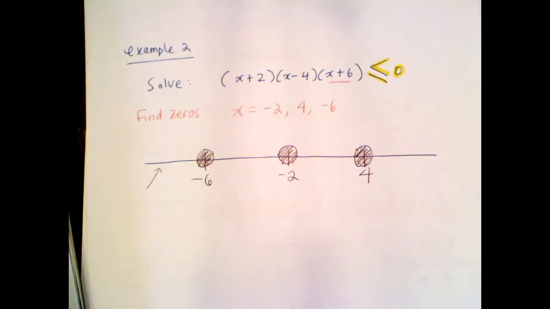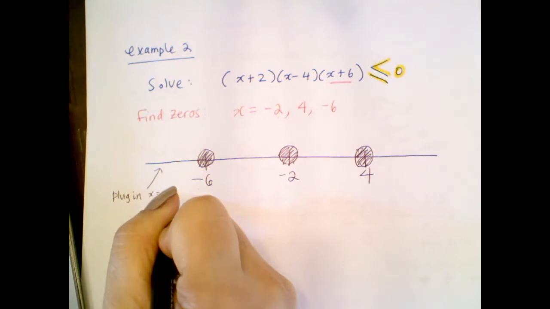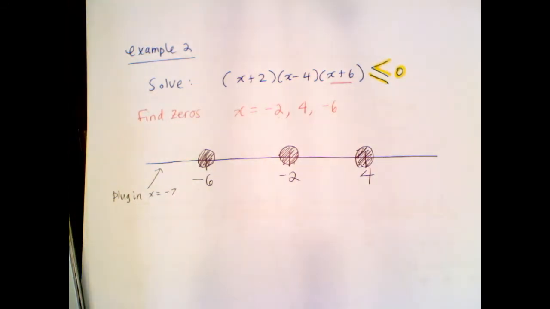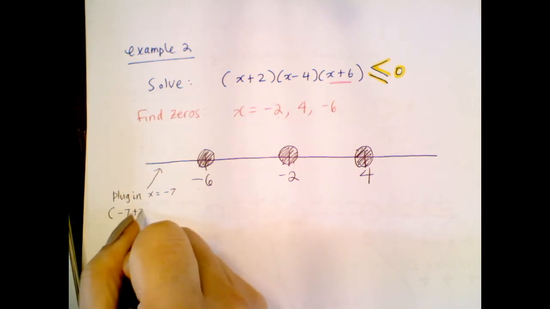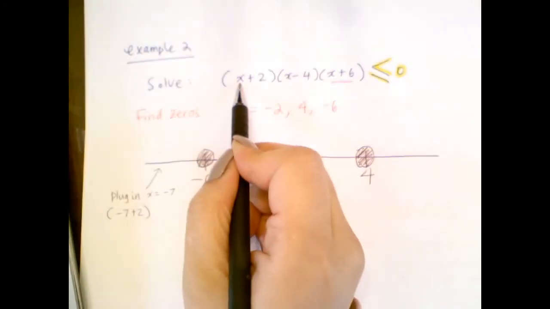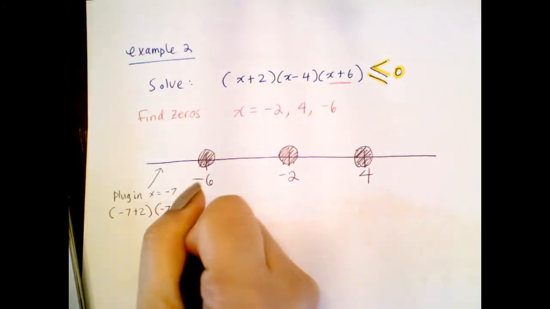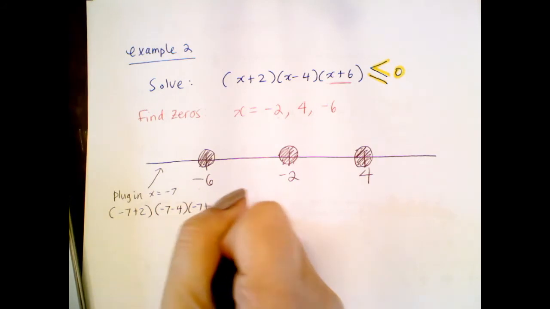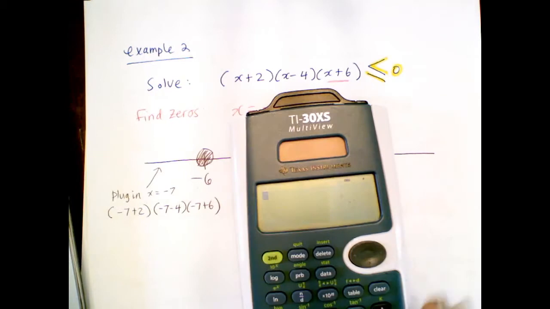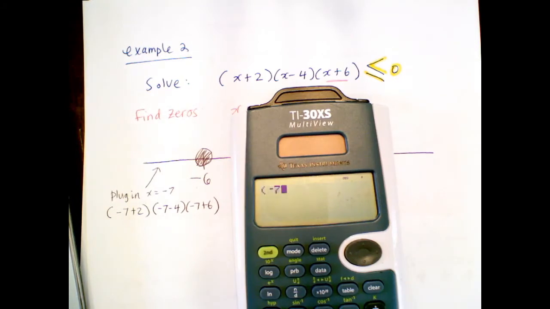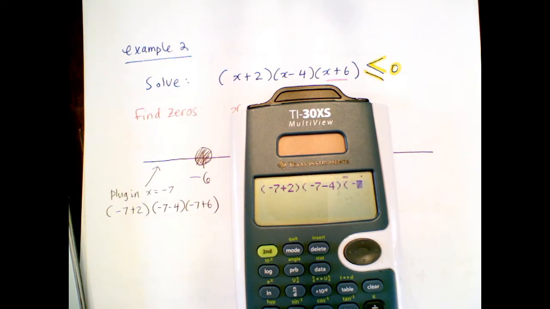So what's a good number that I can plug in here? Plug in x equals negative 7. Okay, plug in x equals negative 7. So what I'll do is negative 7 plus 2. I'm plugging in negative 7 here, here, and there. Okay, next, negative 7 minus 4 and negative 7 plus 6. I just did the signs earlier, but I can also just type this in: negative 7 plus 2, negative 7 minus 4, negative 7 plus 6.